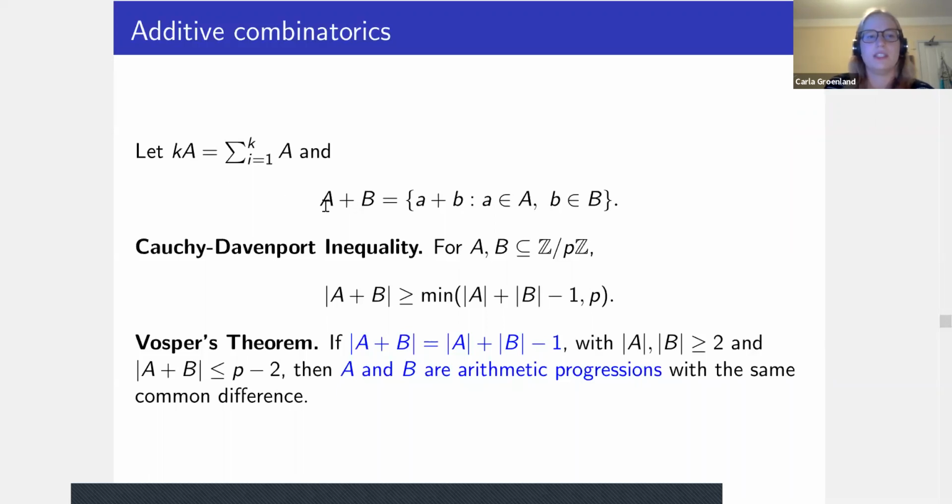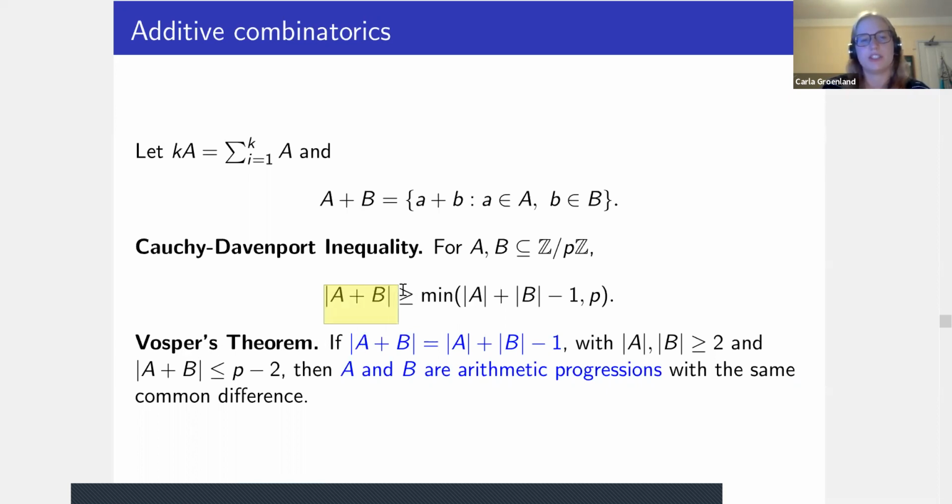We define A plus B as usual as the set of a plus b for a in A and b in B. And when we write 2A, for example, that's just the set A plus A. More generally, we can define kA like this. Some results that we used in some of our lemmas are the Cauchy-Davenport inequality and Vosper's theorem. I won't really need them in the rest of the talk, but I thought I'd mention that we use these.